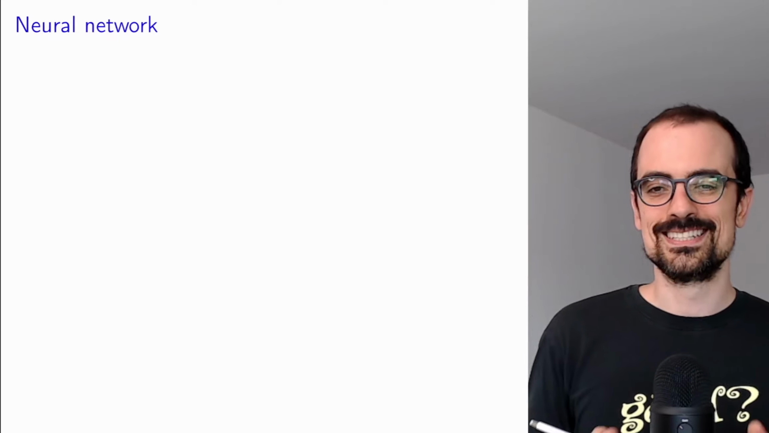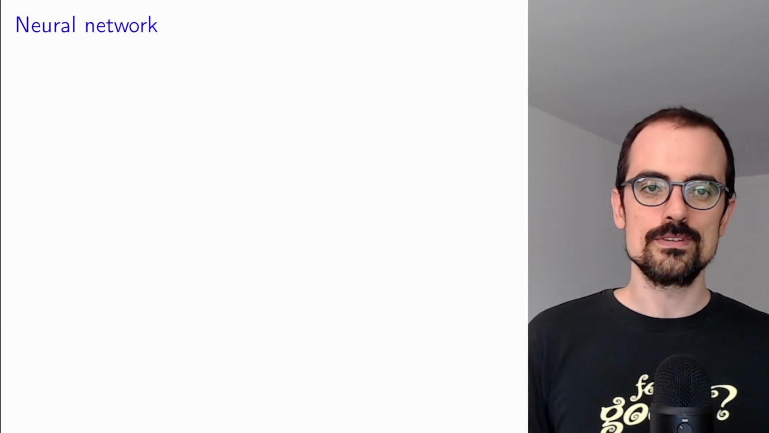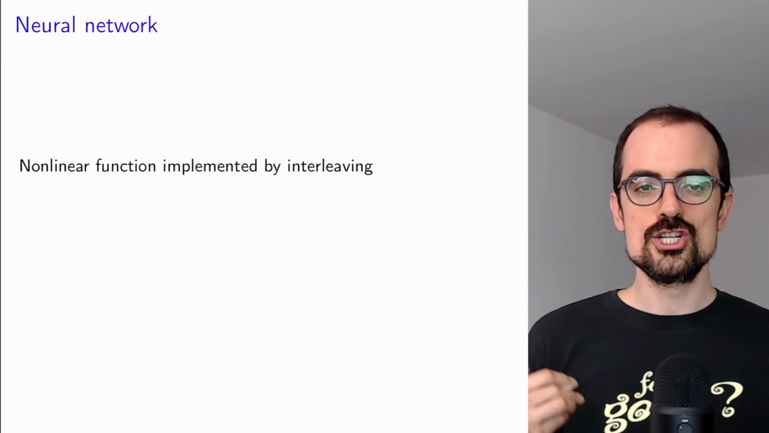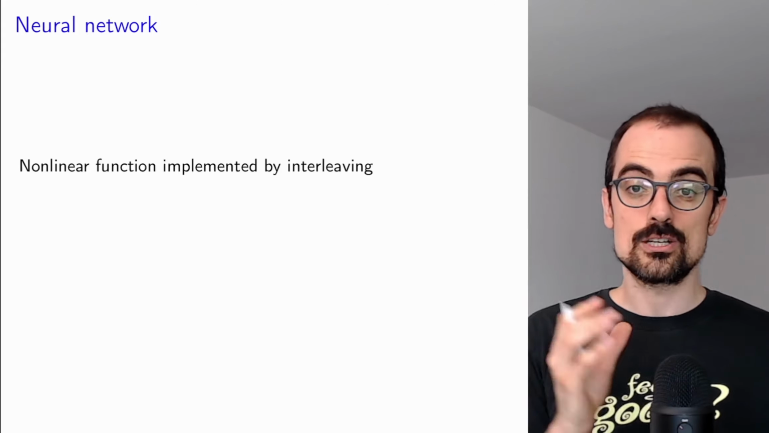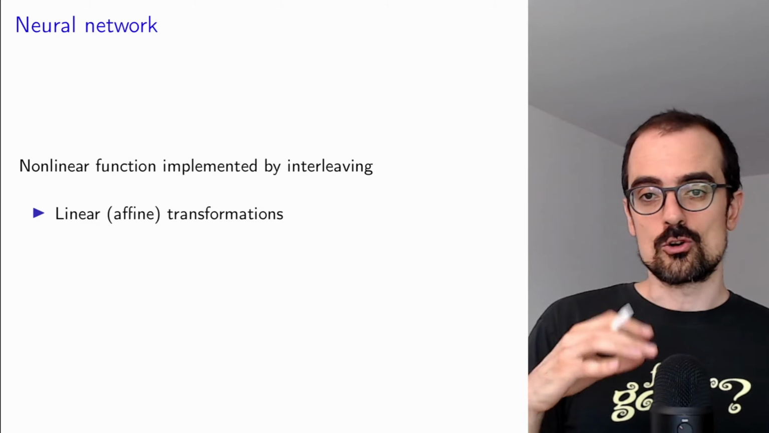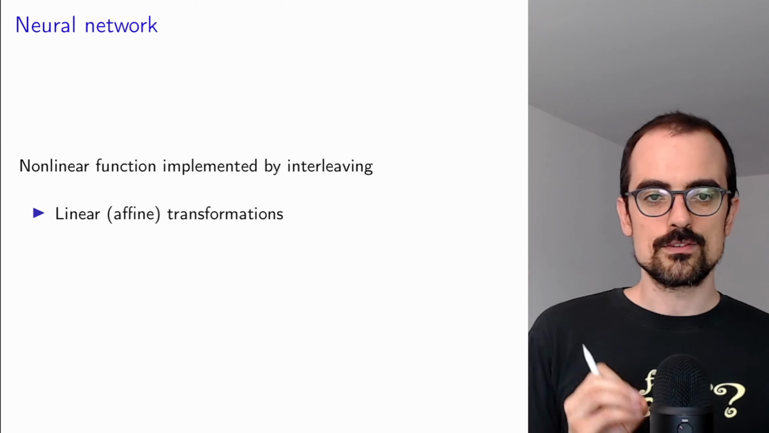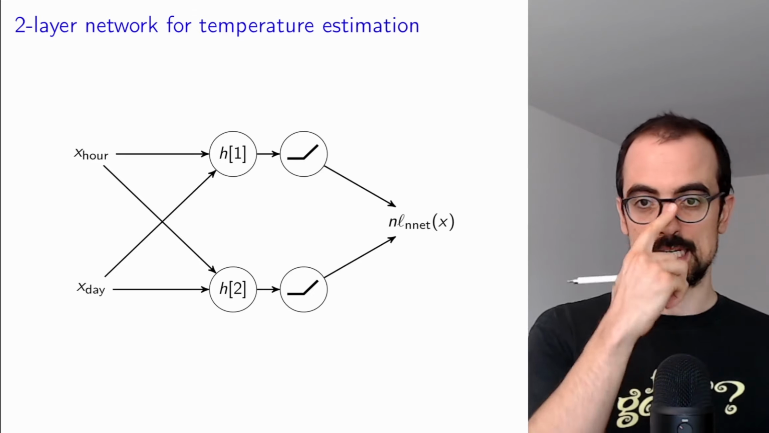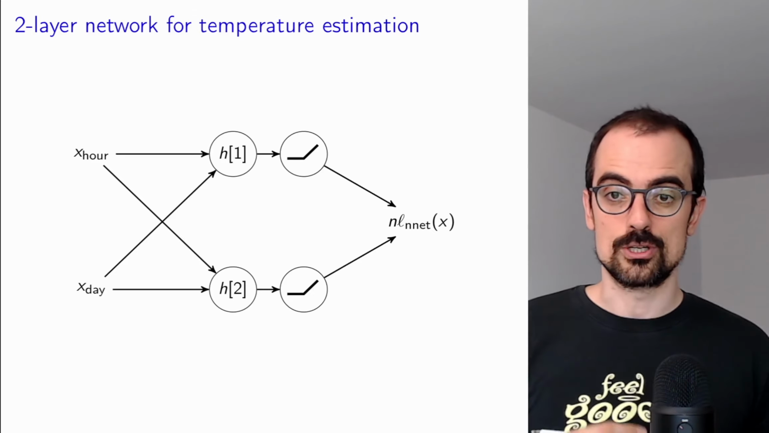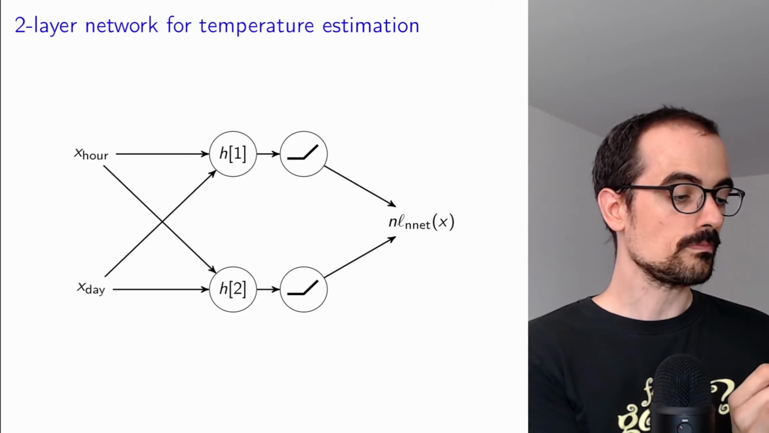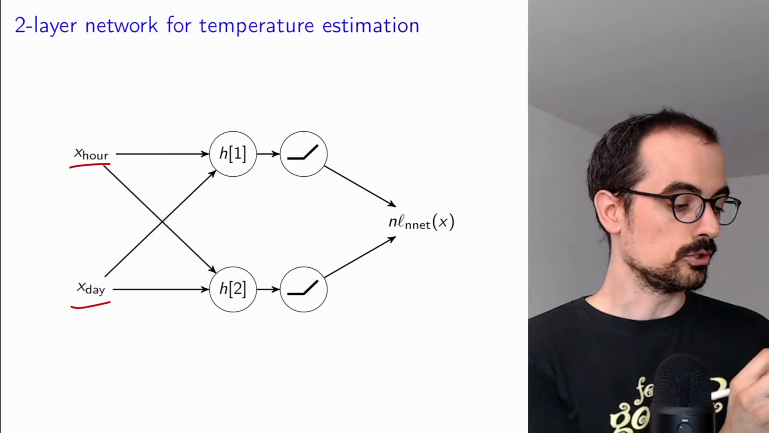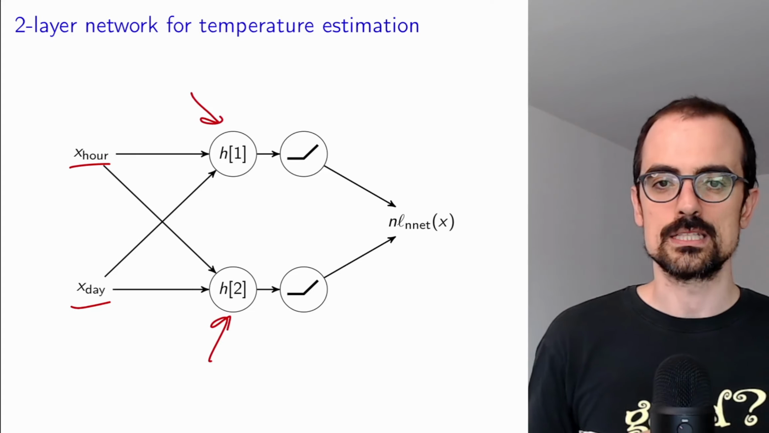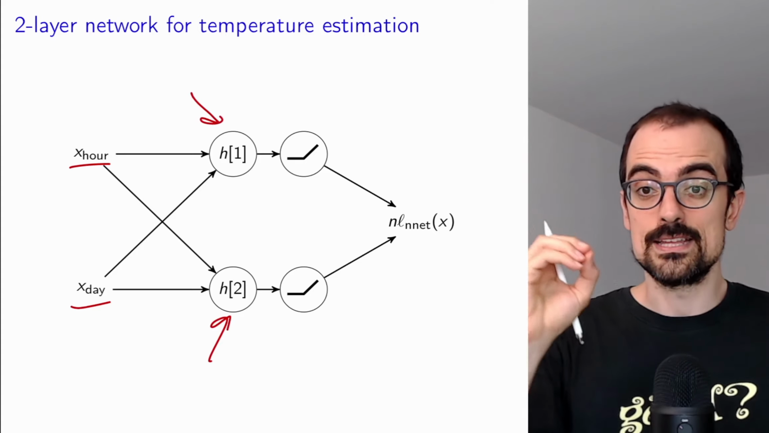And now we have reached our final model of this whole video, which is neural networks. Neural networks are nonlinear functions that are implemented by interleaving linear, or rather affine transformations, because we're going to have additive constants, and nonlinearities. Let me show you an example that we're going to apply to our temperature estimation problem, where we had 2 features. The 2 features are combined linearly, or rather affinely, because there's going to be additive constants, to produce some hidden variables.